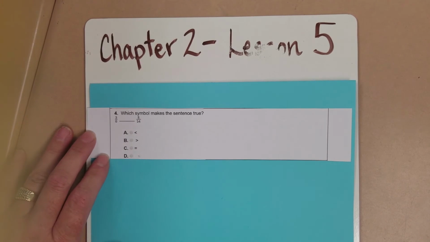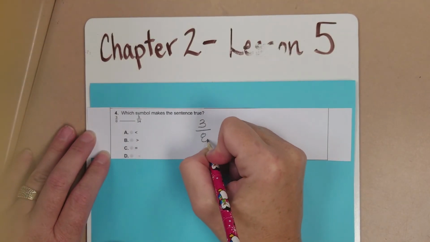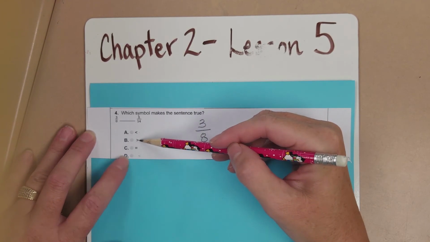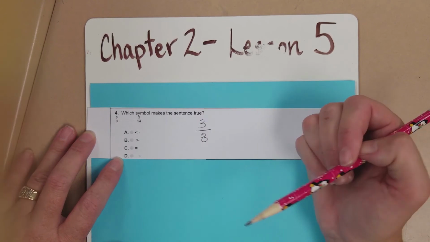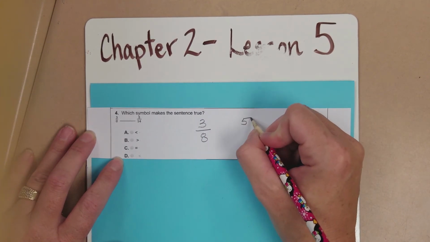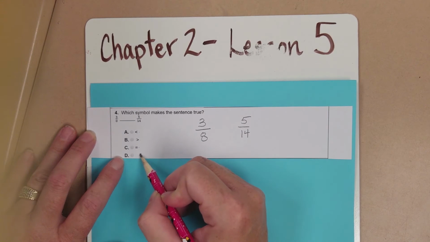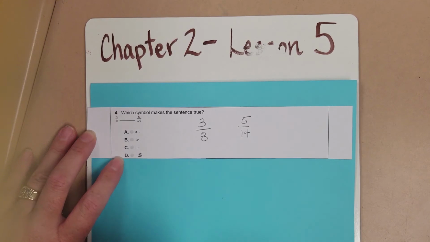Which symbol makes this sentence true? 3/8 is less than, or greater than, or equal to 5/14. Now they do give you a D answer. This symbol here, it's light gray. I'm not sure why they have that here, but that's less than or equal to. Okay.